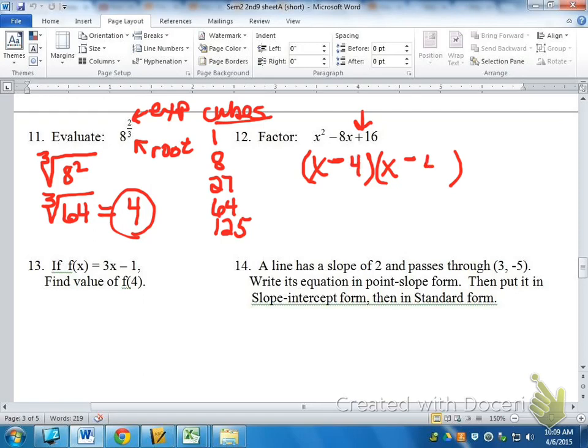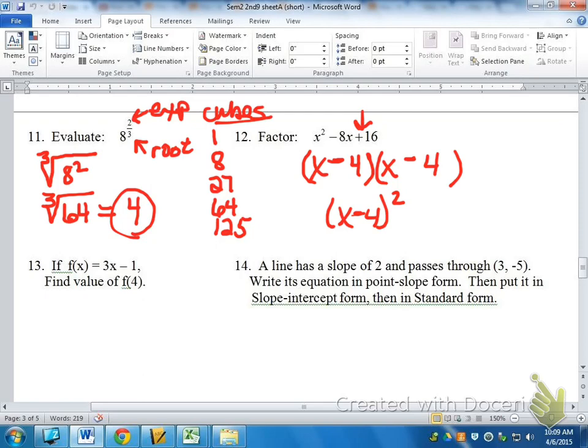4 and 4. Now, when I said perfect square trinomial, look at that. Isn't this the same as what is that? Yes. Okay. If you have a perfect square trinomial, you can factor it either way. Okay. Any questions on factoring?